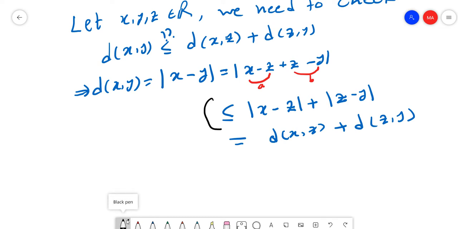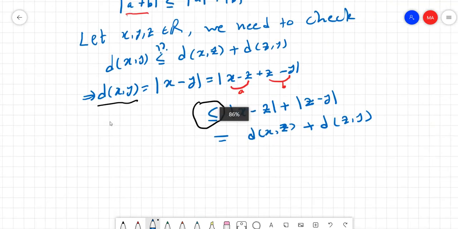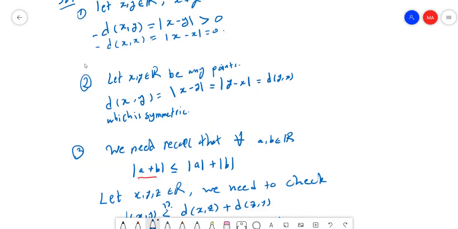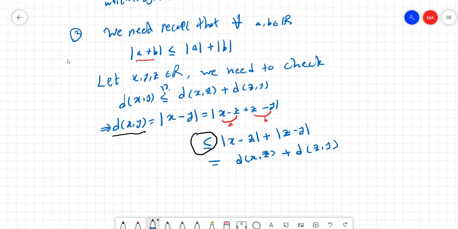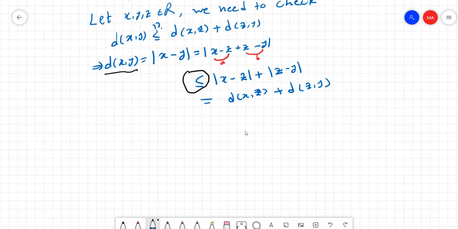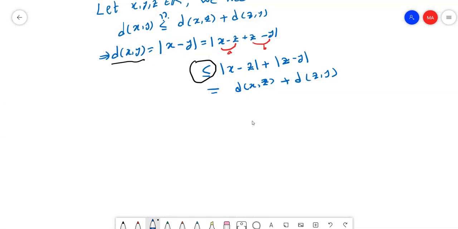The distance between x and y is less than or equal to the distance between x and z plus the distance between z and y. By 1, 2, and 3, we have verified that the given metric is a real metric space.